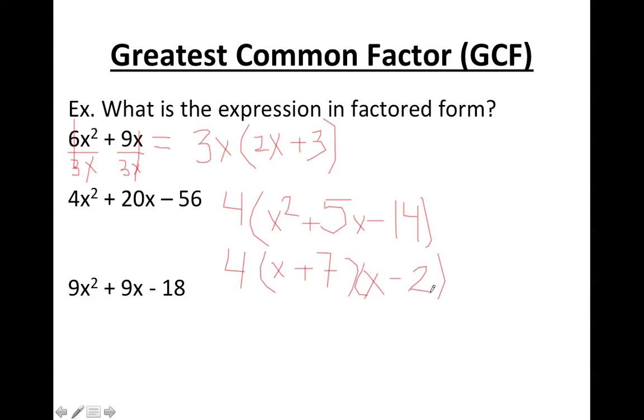Do the same thing for the last one. You should find your greatest common factor of 9, and you're left with x squared plus x minus 2, which can still be factored. So our final factored form is 9, x plus 2, and x minus 1.